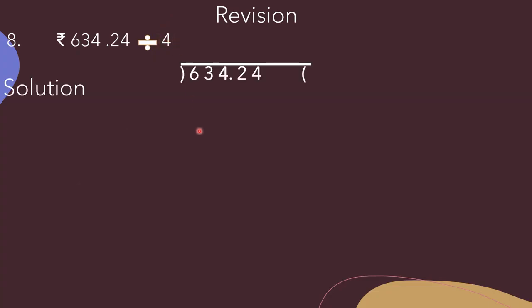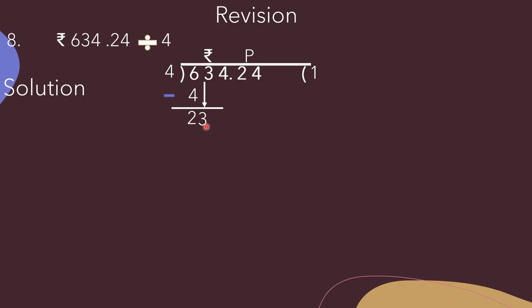Okay. Now in question number 8, it is given rupees 634.24 divided by 4. So first of all, we will arrange it in columns. Okay. Above it, we will write rupees and paise. Now we have to write the divisor, and that is 4 here. So as this is a division sum, we have to solve from our left hand side. So here 6 is the bigger number than 4. So here we will divide 6 by 4 and we will get 1 as quotient. Okay, and here we will write 4 below 6. Now we have to subtract. So 6 minus 4, that is equal to 2. Now we will bring down this 3 and the number becomes 23.